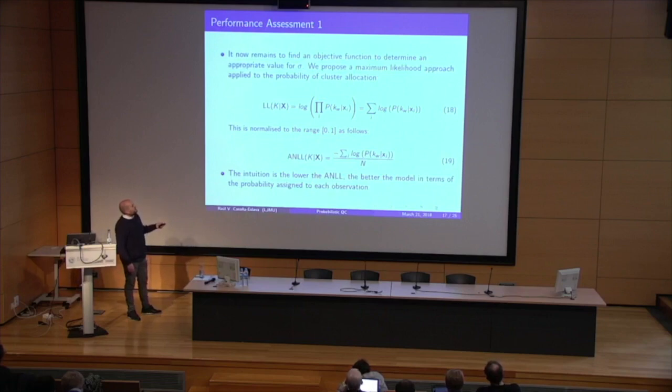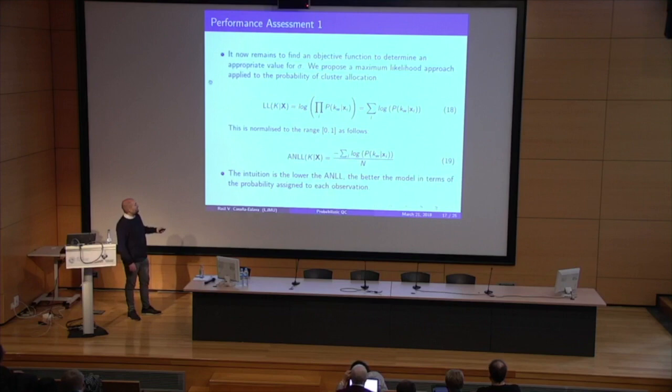So if we take the conditional probability of the winner cluster given the observation and apply the log likelihood function, we can also normalize by dividing by n and applying a negative sign. So it is the average negative log likelihood, in such a way that we can compare different datasets because it is normalized between 0 and 1.